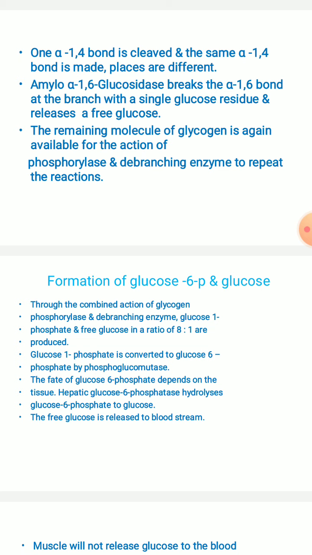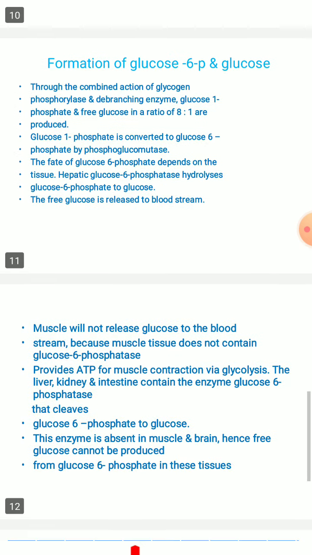hydrolyzes glucose 6 phosphate to glucose molecule, that is, it is getting dephosphorylated. Depending upon the tissues, the fate of the glucose 6 phosphate will be decided, that is, whether it has to undergo hydrolysis, which is nothing but a dephosphorylation reaction, or it can also enter into the glycolysis pathway as such. In the liver, glucose 6 phosphatase hydrolyzes glucose 6 phosphate to glucose, and this free glucose is then released into the bloodstream.